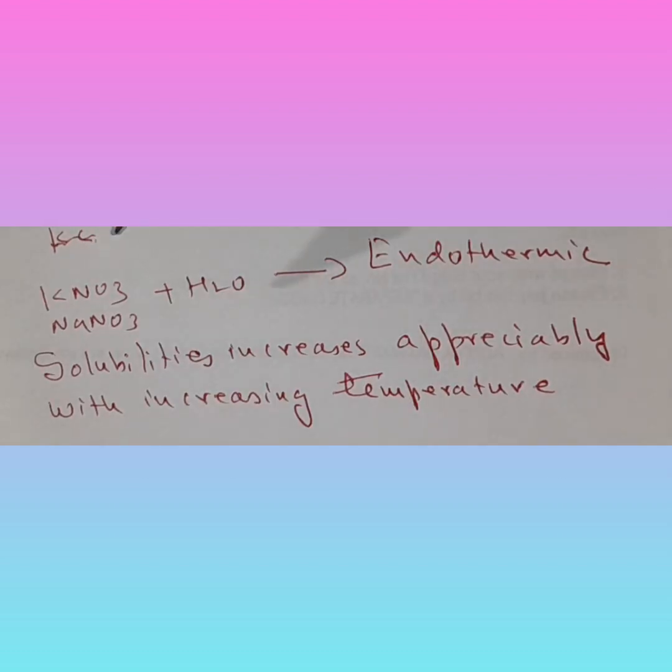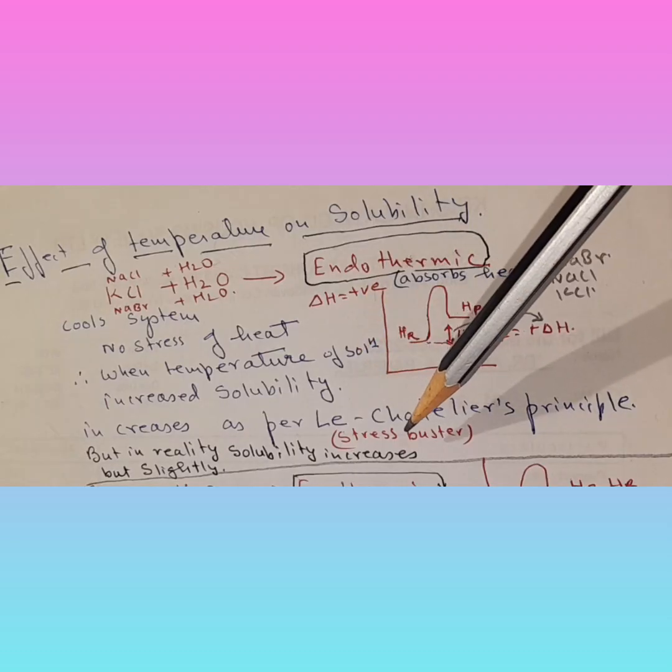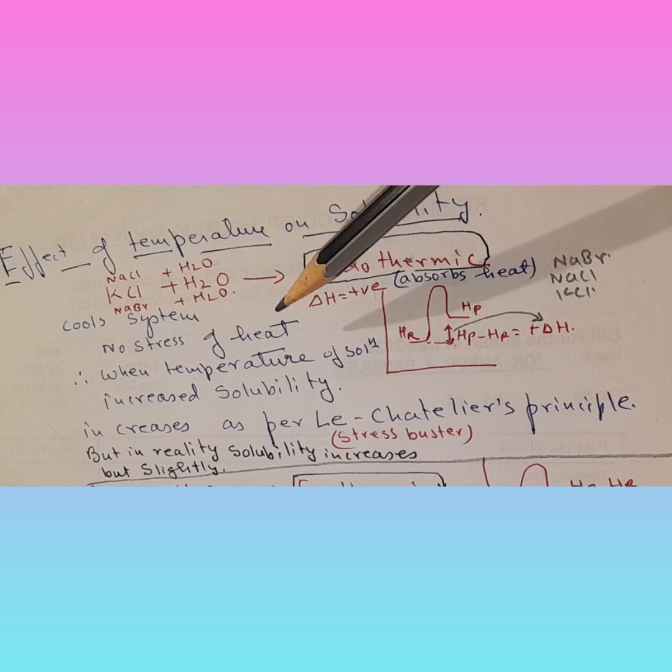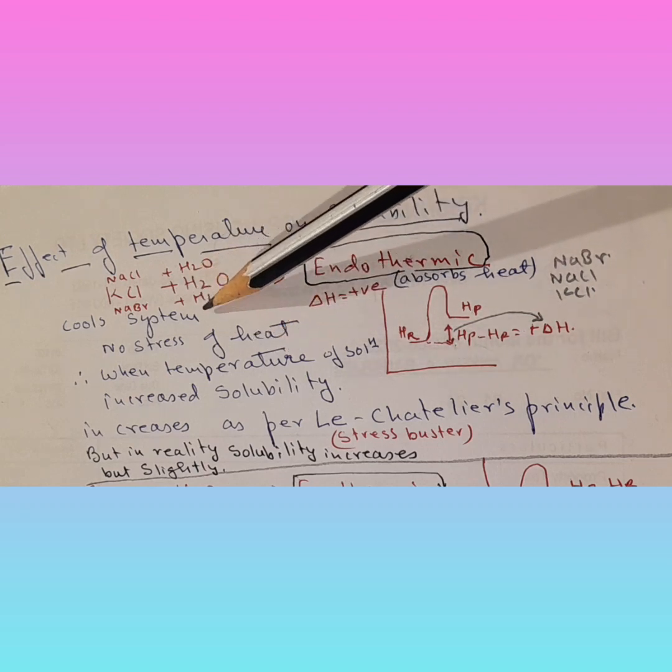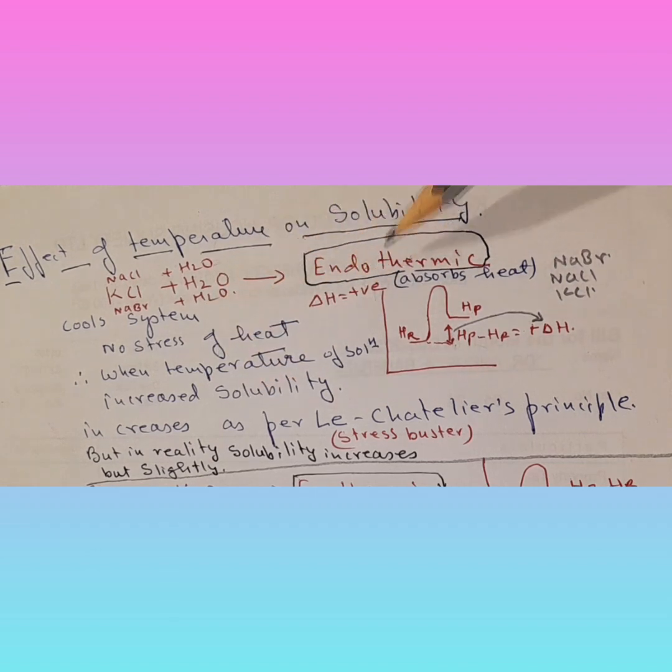In the case of potassium nitrate and sodium nitrate, when they are dissolved in water, that's also an endothermic process. Now here we find it follows Le Chatelier's principle very well. The solubilities increase appreciably with increasing temperature. Alright, why do I call it a stress buster? Wherever the stress of heat is there, it won't go in that direction. Here the stress of heat isn't there, so when you provide heat, it will move in the forward direction.